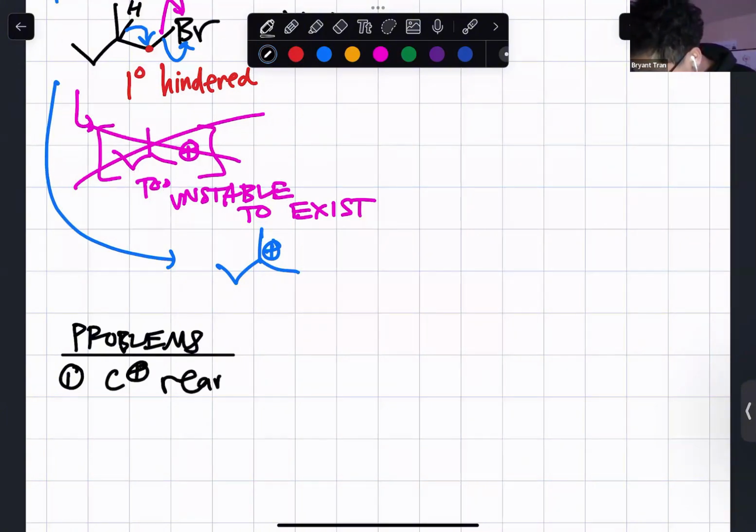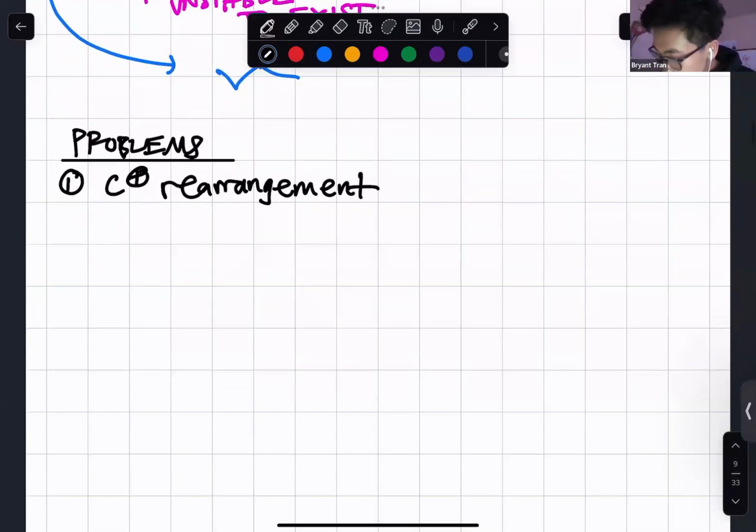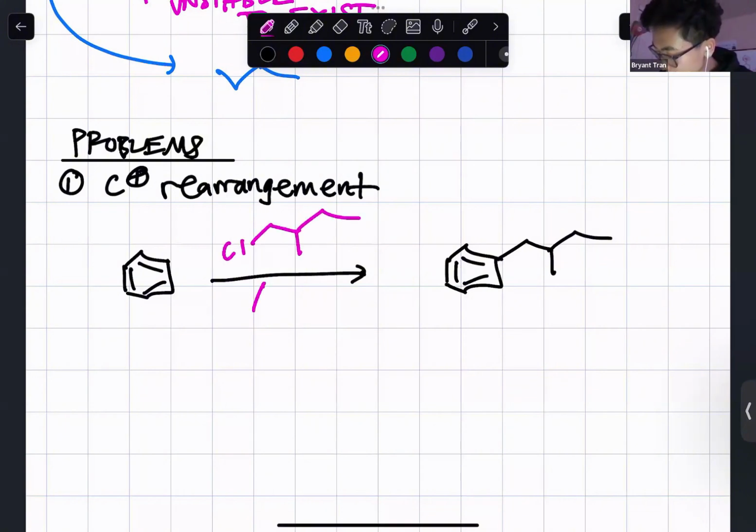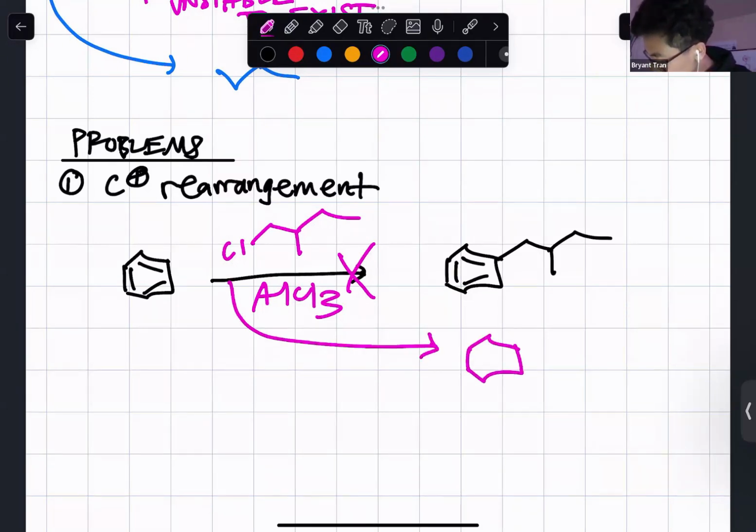Carbocation rearrangement. Right? Because let's say in synthesis, you want to convert this benzene into this benzene with this alkyl substituent here, like that. And let's say that you tried adding this substituent to do so. That would not work, right? Because if you actually did that, this would be your product instead.